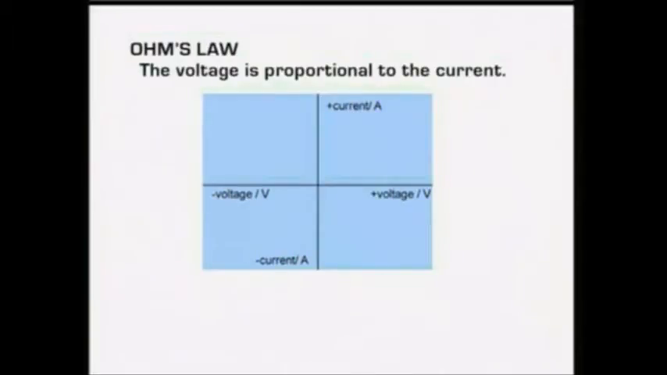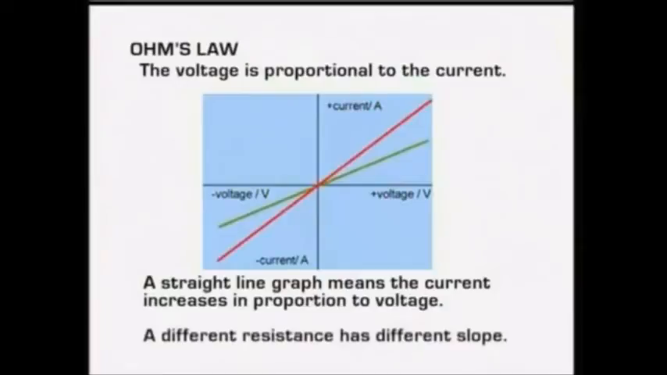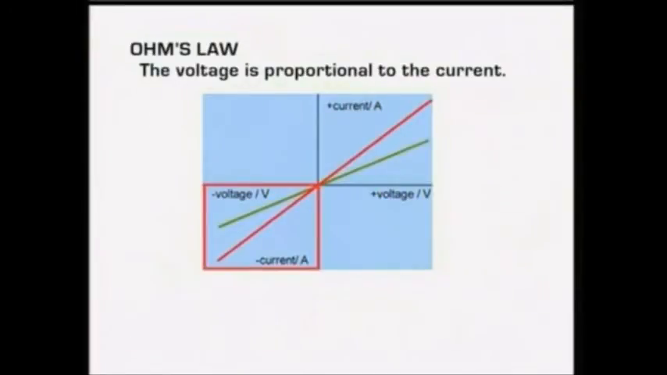If we plot a graph of current against voltage for a normal resistor, it's a straight line. As you increase the voltage, so the current increases in proportion. Double the voltage and it doubles the current. A bigger resistance needs a bigger voltage to push the same current through it. The graph will still be a straight line, but with a flatter gradient.